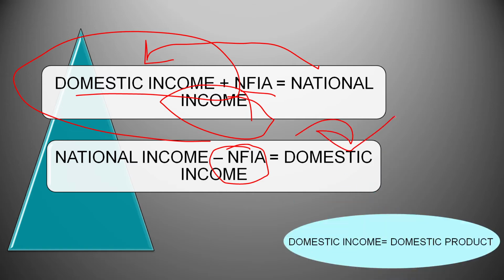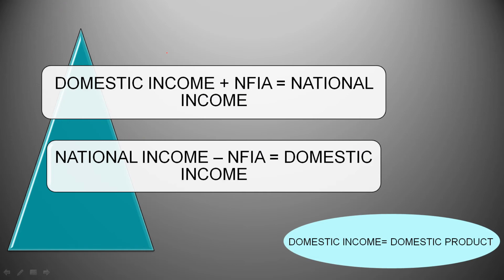Now, domestic income is equal to domestic product. So we can say that domestic product plus NFIA is equal to national product, and national product minus NFIA is equal to domestic product. It's equivalent, as we'll say.